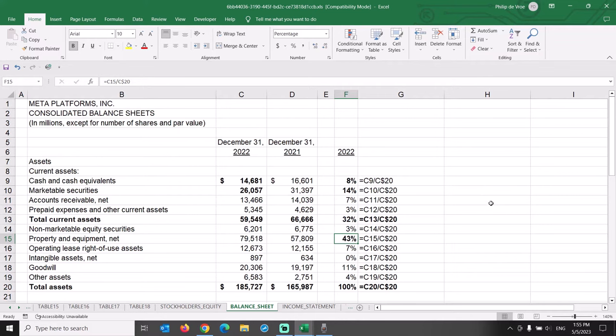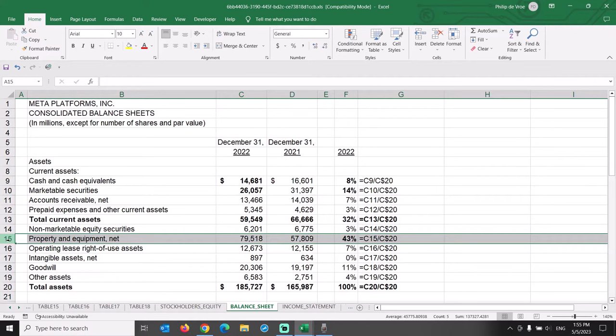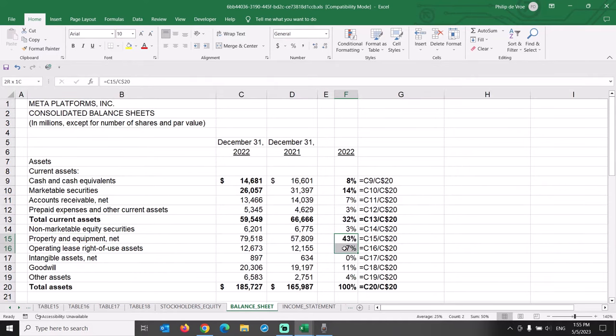If you want to dive deeper into the financials of Meta Platforms, then this is certainly a category to investigate, given how big the impact is of depreciation of property and equipment on the income statement and of capital expenditures on the cash flow statement. If you take property and equipment plus operating lease assets, you even get to 50% of total assets.